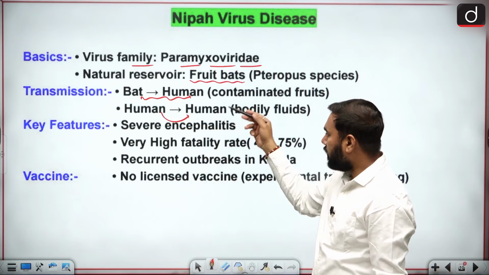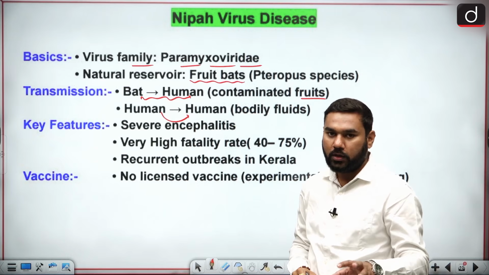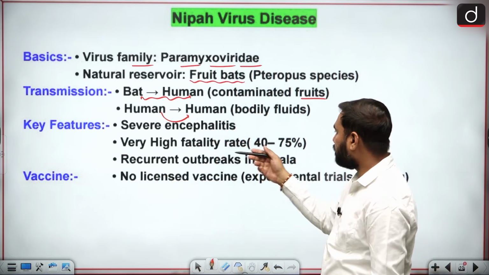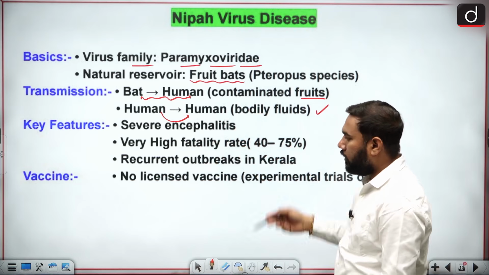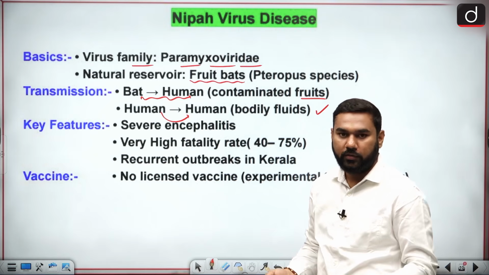Bat to human first, through contaminated fruits, if you eat any kind of contaminated fruit. And then again it can be transferred from human to human by body fluids like blood, saliva, tears, sweat, urine, body fluids.